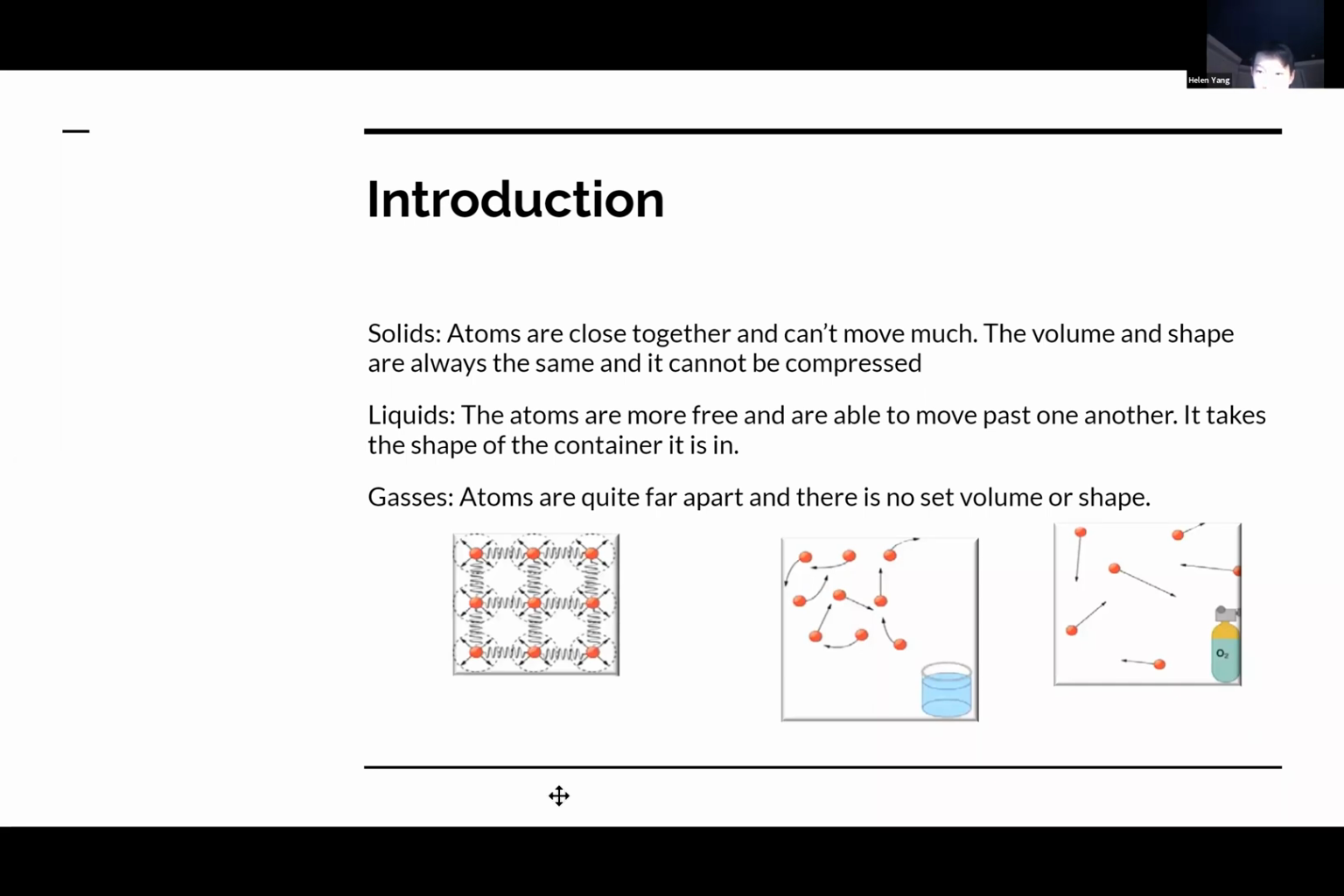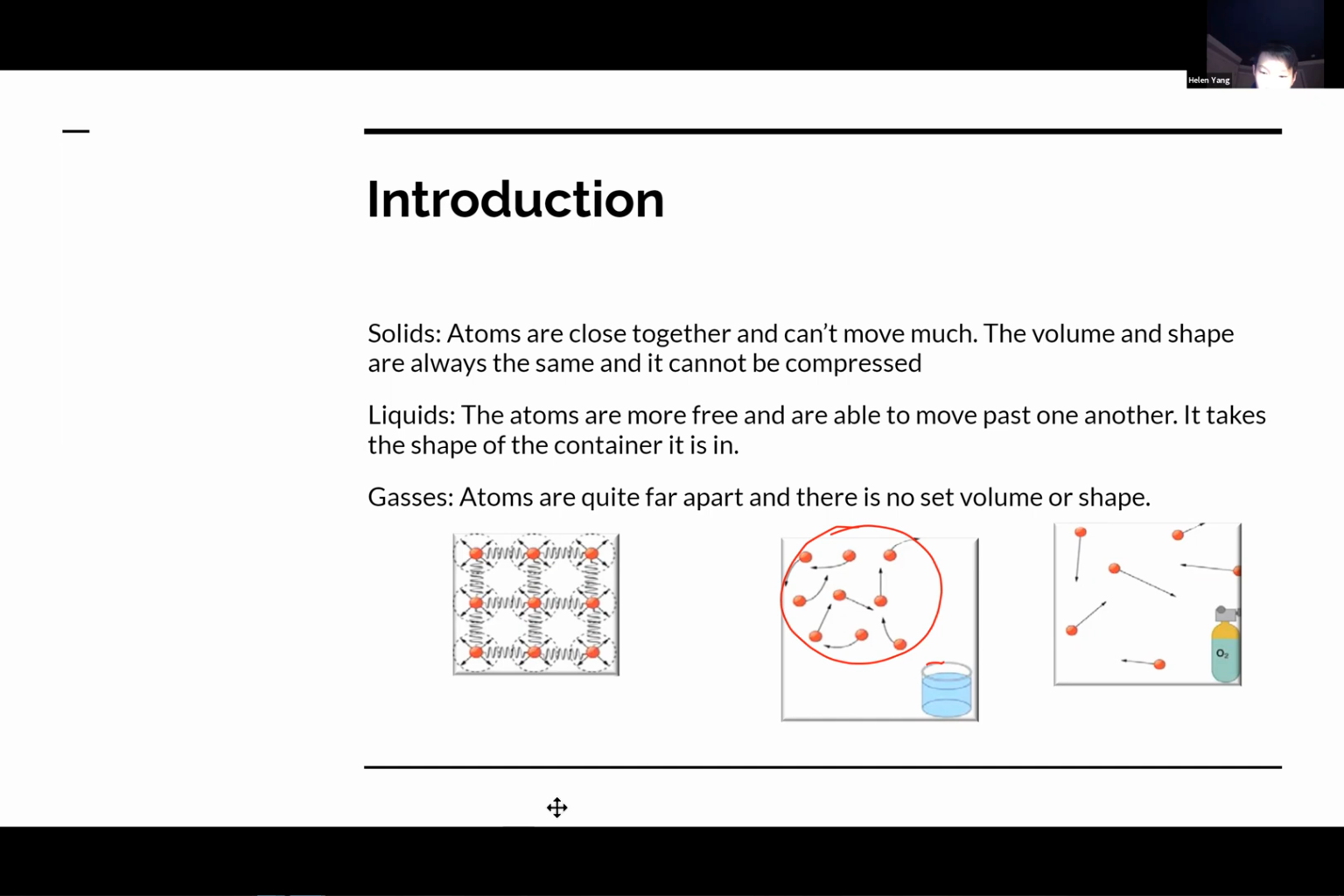So first of all, in our introduction, solids: atoms are close together and can't move much, and the volume and shape are always the same, and it cannot be compressed. For liquids, the atoms are more free and are able to move past one another, and it takes the shape of the container it's in. So you can see that in this picture. The atoms are able to move easily, and depending on the shape of the container it's in, it will be in that shape. And for gases, the atoms are far apart and there's no set volume or shape.